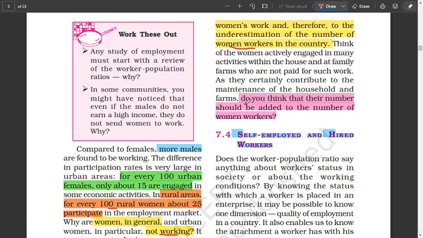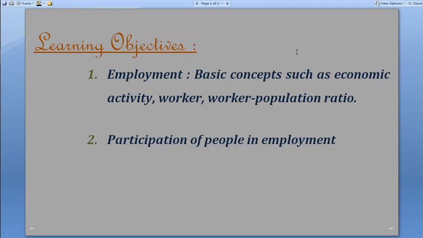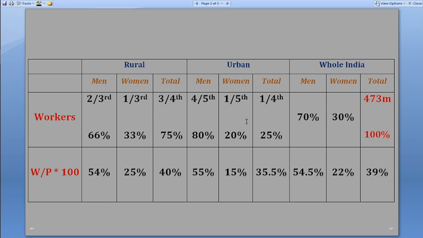So the question is like a debate. Do you think that those who are working at home, working for free, should be added to the number of women workers, added with those 22%, so that we can see more women are working? But right now, they are not considered because they work for free. That's the point we discuss in terms of worker population ratio. Let me just sum up in this table that you can refer to in your free time.